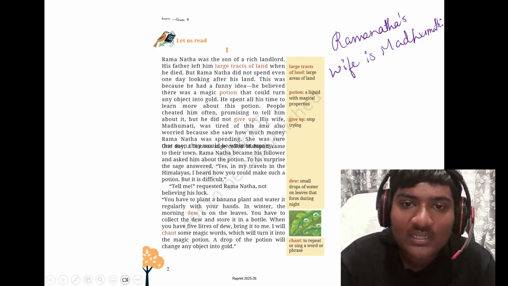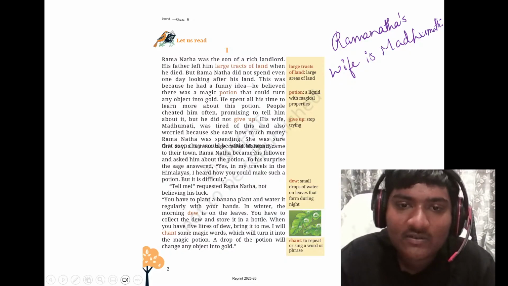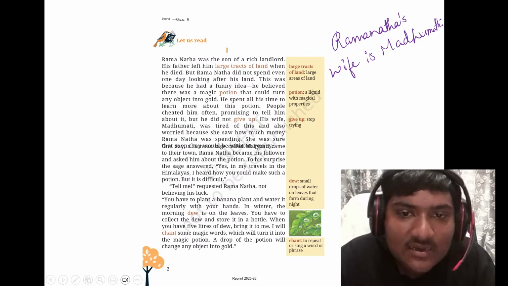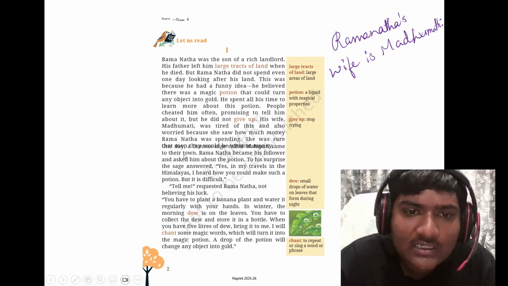And what has he done? His wife Madhumati was proud of this and also worried because she saw how much money Ramanatha was spending. He was spending a lot of money on knowing the potion. It's basically a useless thing, but he still believed it was very important and that a potion will turn anything into gold. But his stupid belief led to a long lasting lesson. She was sure that one day he would be left with nothing. A sage came to their town.